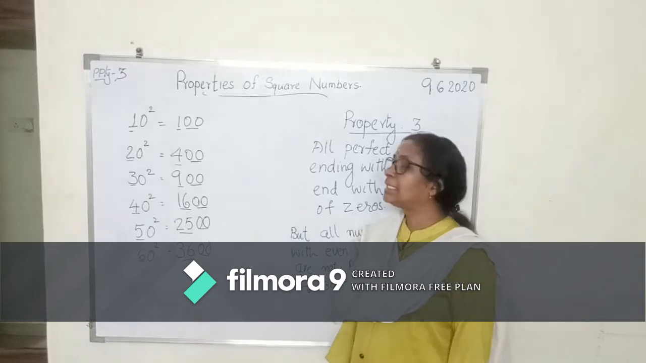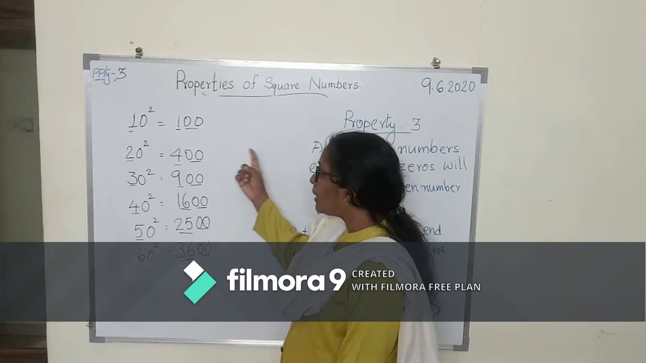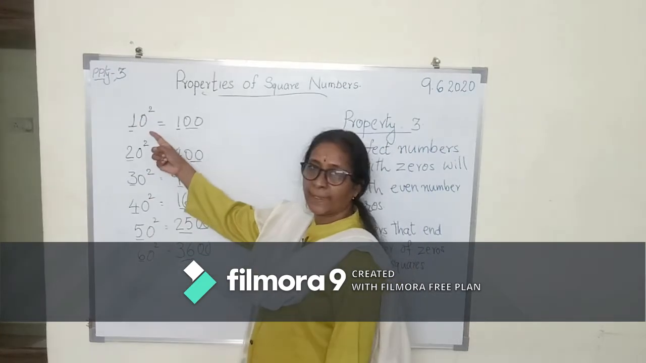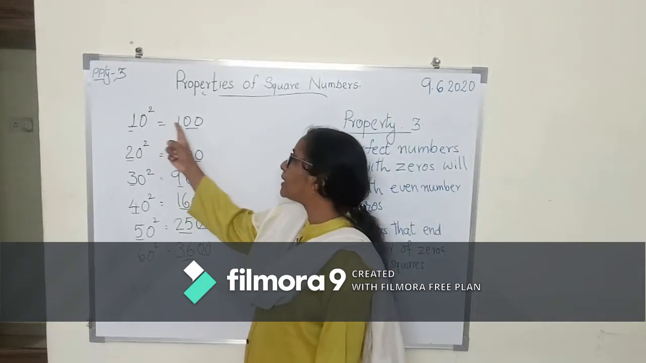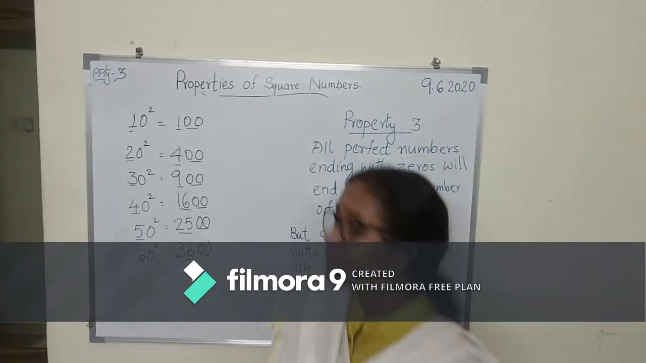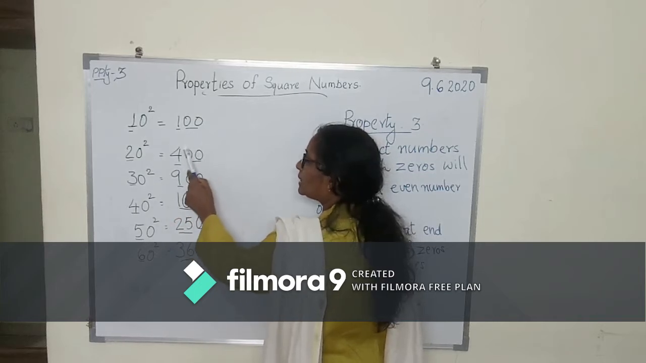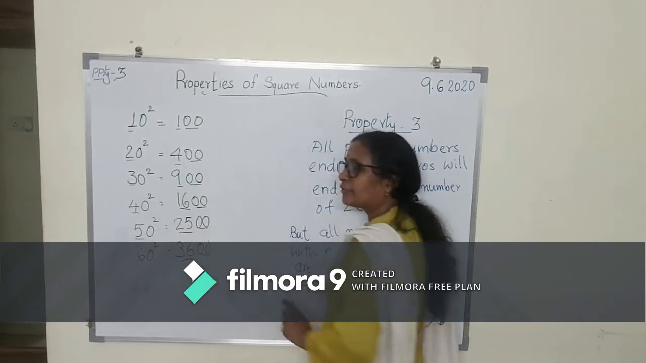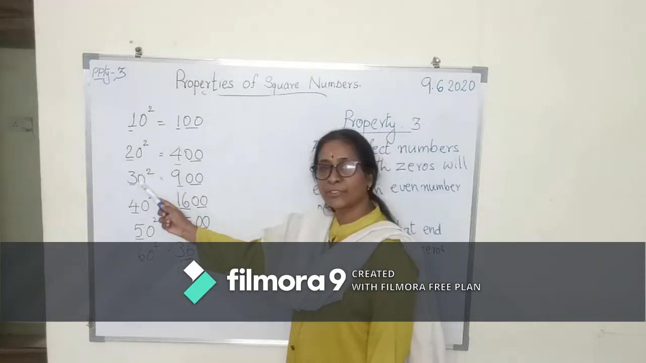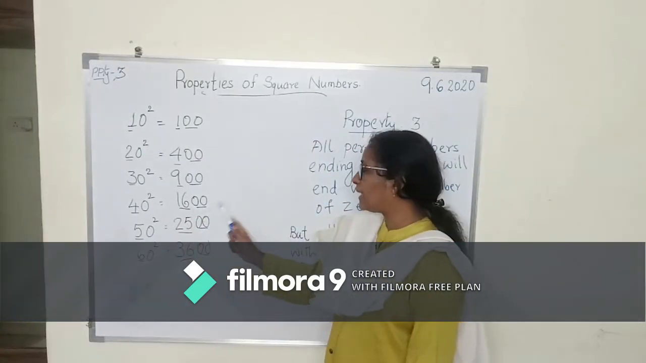Now let us see the third property of square numbers. It is on the squares of numbers that end with 0. Okay. See here 10 square is 100. 20 square. How to find 20 square? 2 2s are 4. And then for this 0 here, double 0. Now how to find 30 square? 3 3s are 9. And in place of 1 0 here, double 0. Here 4 4s are 16 then double 0.